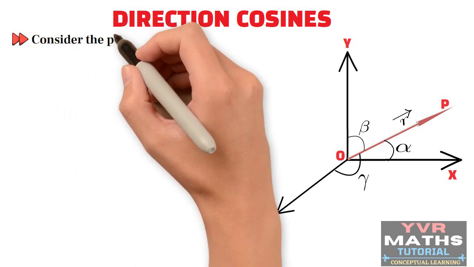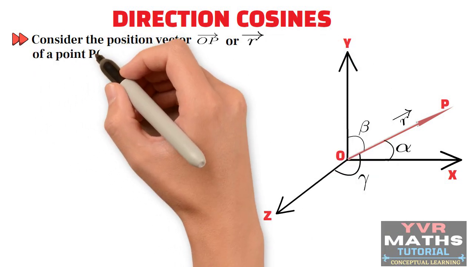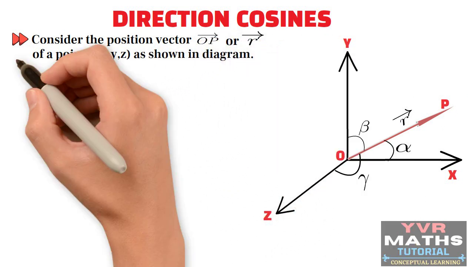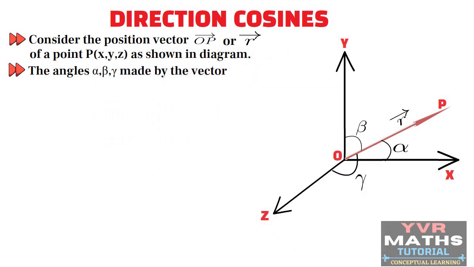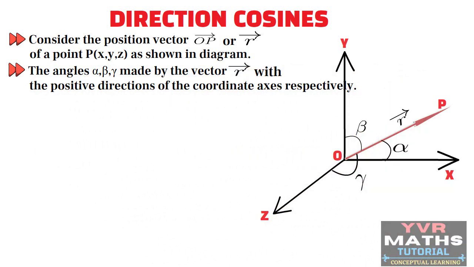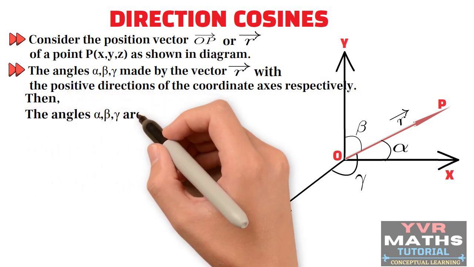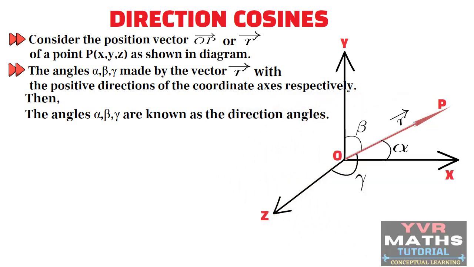Consider the position vector OP bar or r bar of a point P (x, y, z) as shown in the diagram. The angles alpha, beta, gamma made by the vector r bar with the positive directions of the coordinate axes respectively are known as the direction angles.